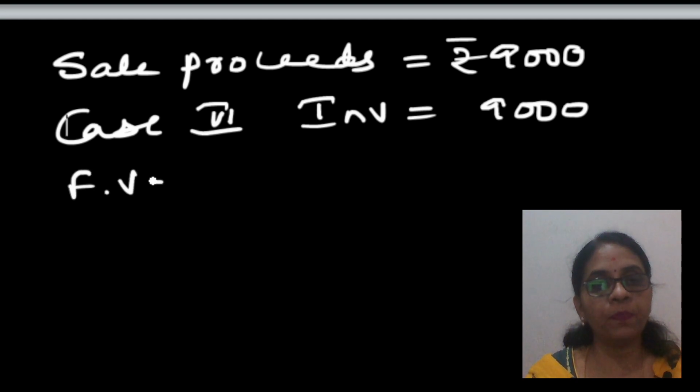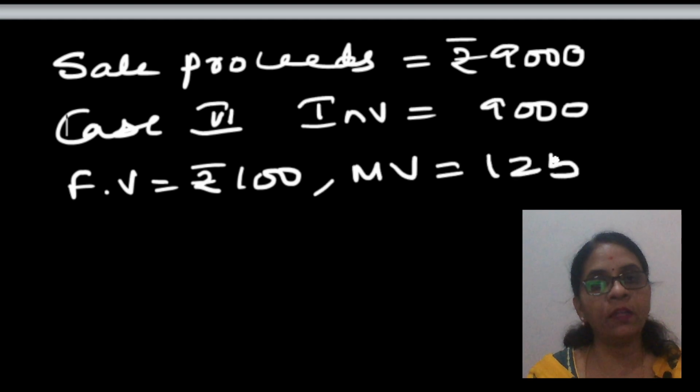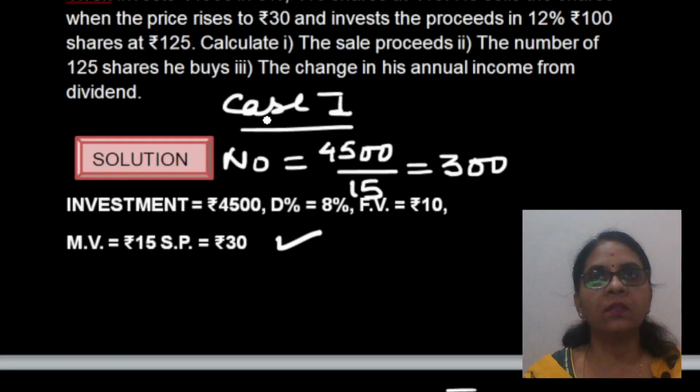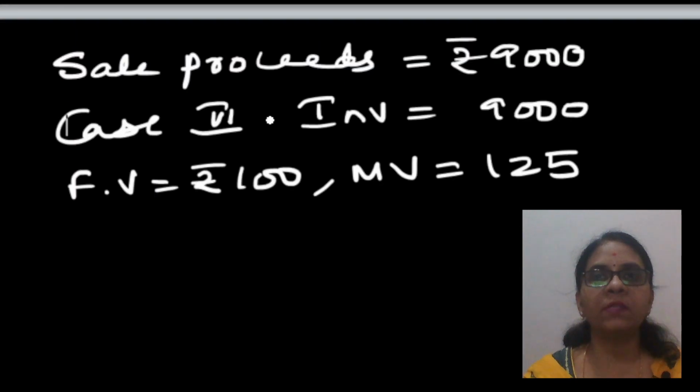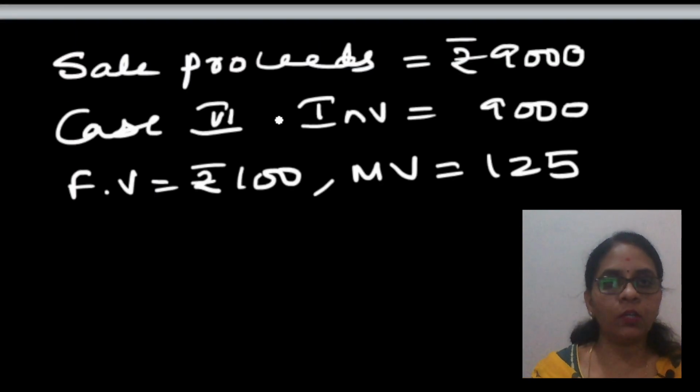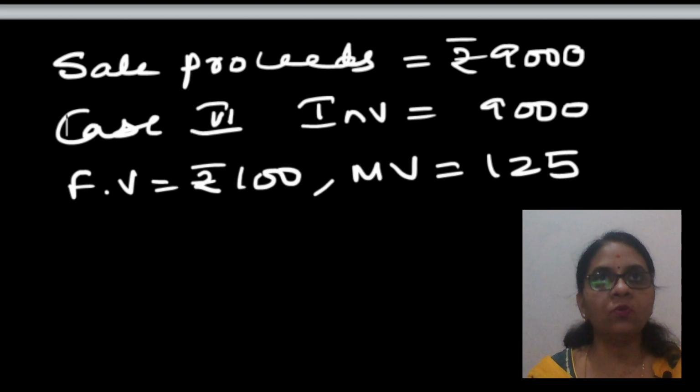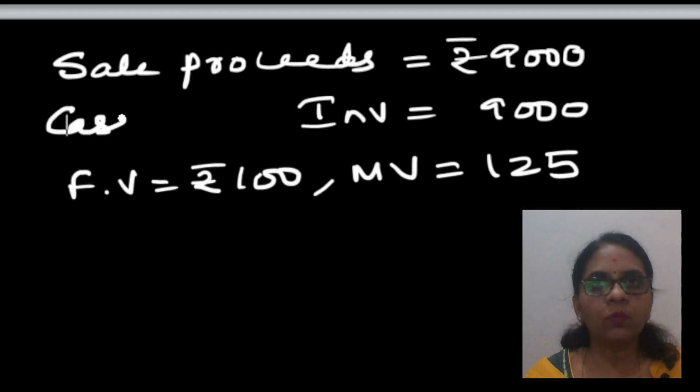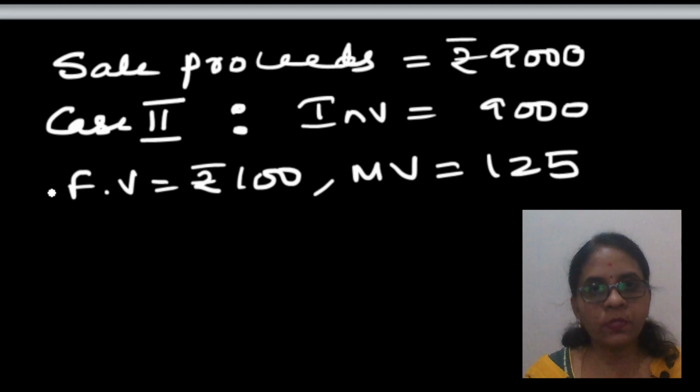Face value is rupees 100. Market value is equal to 125 rupees. And the D percent, I guess it is 15%, let us check once, 12%, okay. So D percent is 12%. This is for case 2, this case 2 I will write it clearly, one second. So, for case 2, investment is 9,000, face value is 100, market value is 125.